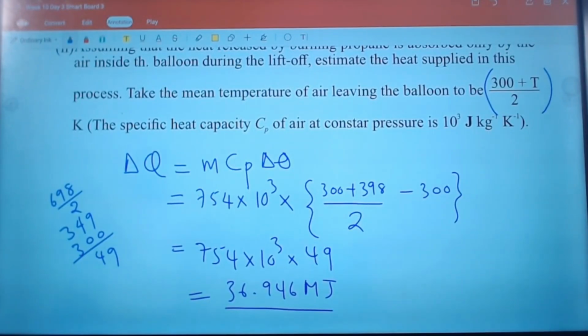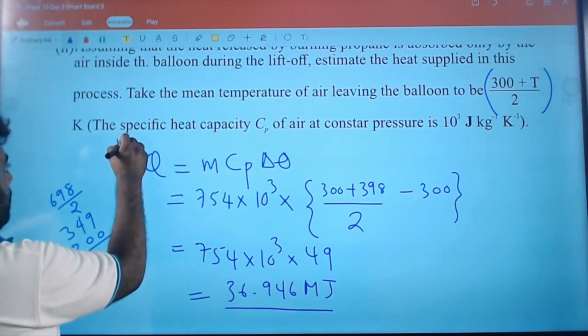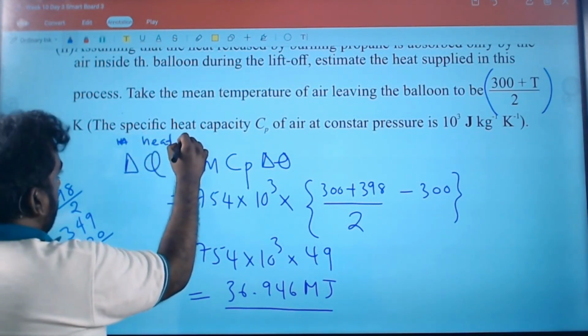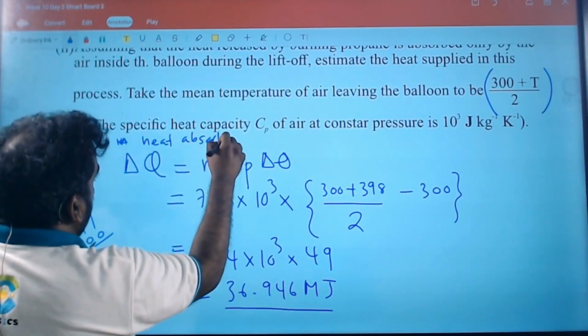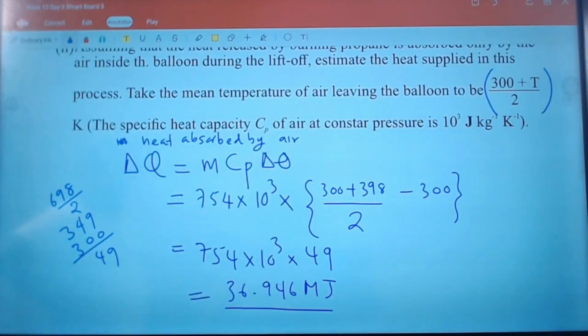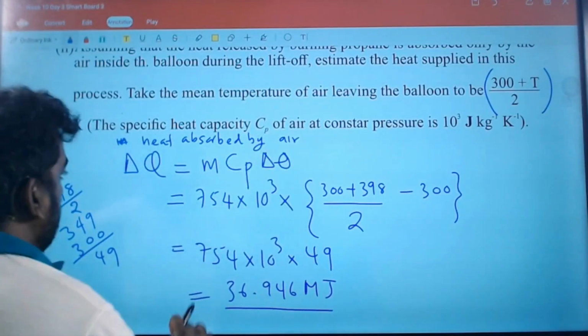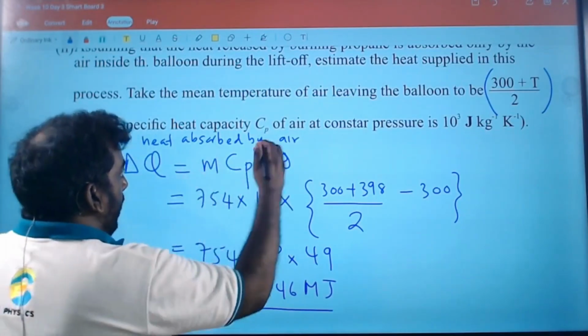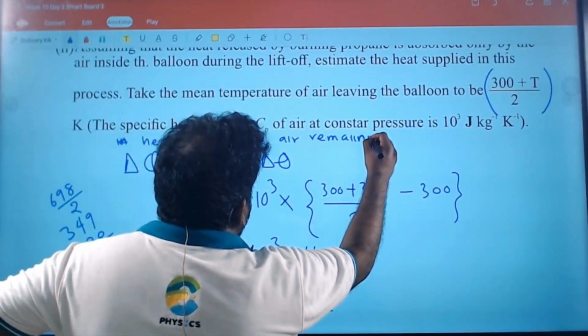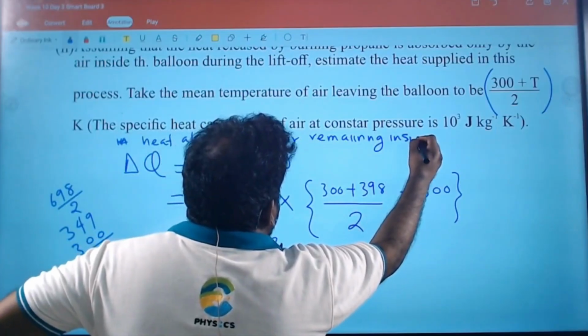So this is the amount of heat absorbed by the air. Heat absorbed by air. This is the air inside, air remaining inside the balloon.